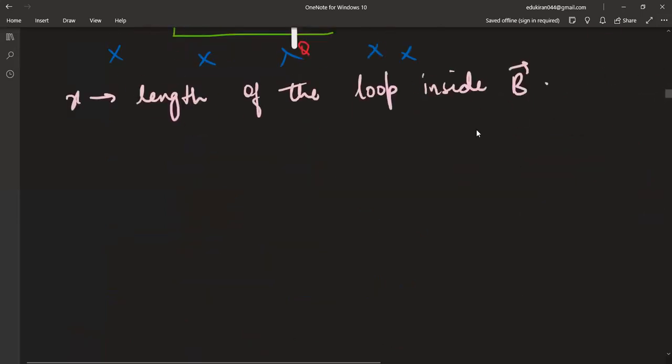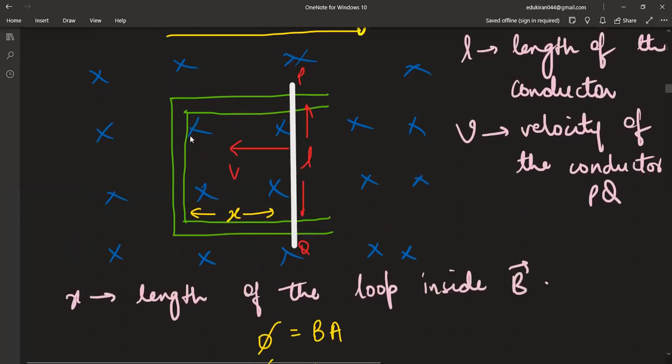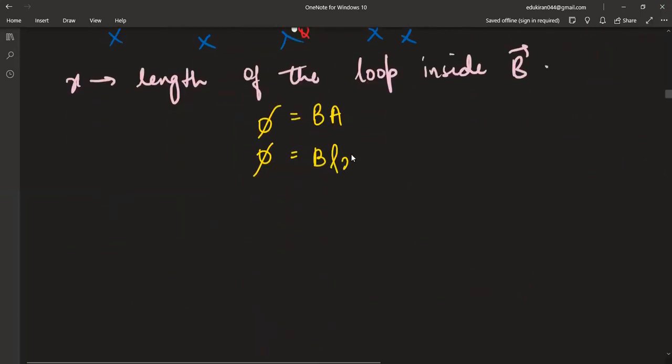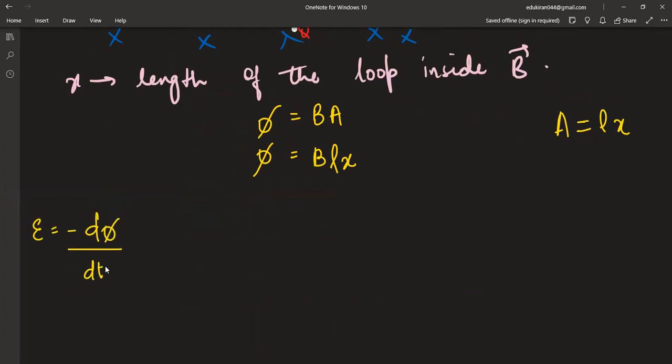Now see, when we are talking about magnetic flux is equal to B dot A, which can also be written as area. How can we write the area, class? Area of this part, length into breadth, that is L into X. That is how you can write the area. So this will be L into X, correct? Because area is equal to L into X. EMF is equal to minus d phi over dt, which is equal to minus, what is d phi? This is d BLX over dt.